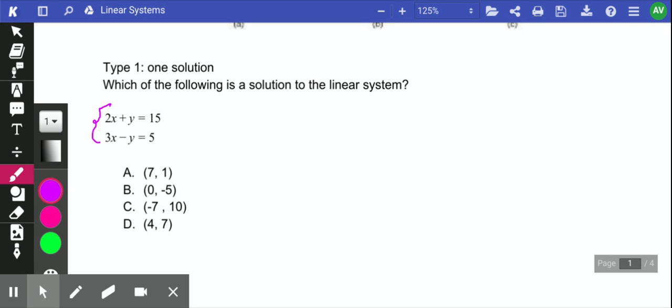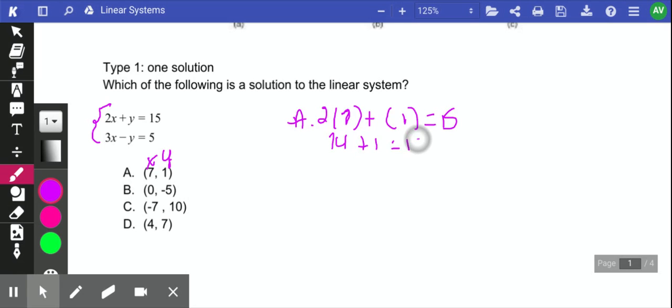So let's start with choice A. If I plug in for choice A, I'll have 2 times 7, right? Because the first one is the x, the second one is the y. So 2 times 7 plus 1 equals 15. Is that true? Let's see. 14 plus 1 is 15. Hey, that works. Let's try the second one and see if it works as well. 3 times 7 minus 1 equals 5. This is 21 minus 1. Does that equal 5? No. So that means A is not the answer. So see, it has to work in both.